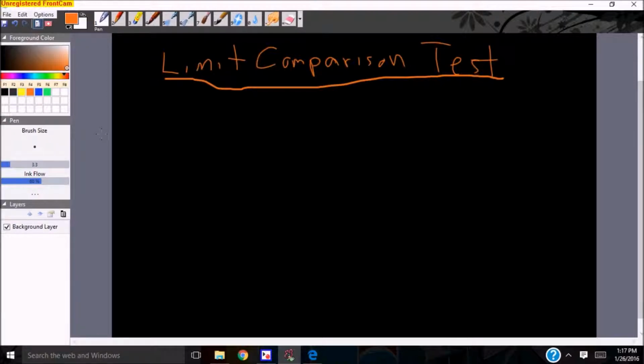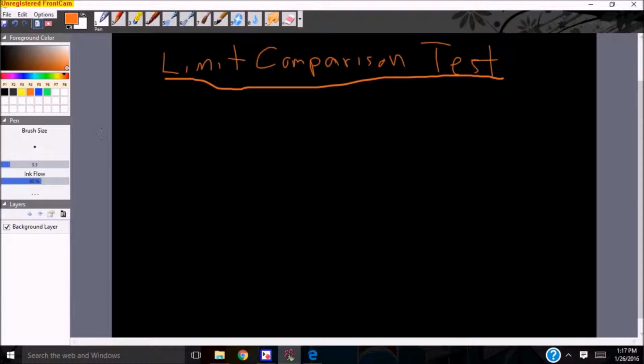This one's a little bit different. As its name implies, it's going to use a limit. We're kind of used to using limits in our tests already, as we've done so with both the root test and the ratio test, and I guess to some extent the integral test as well. But today this one's called the limit comparison test.